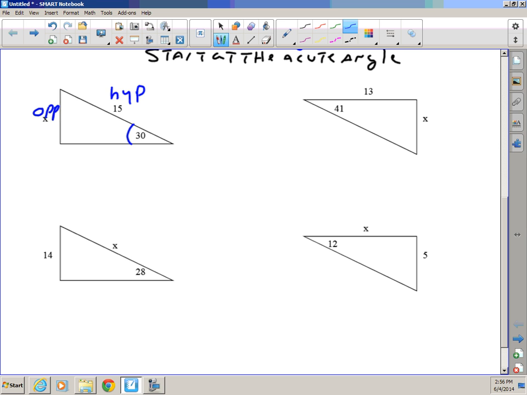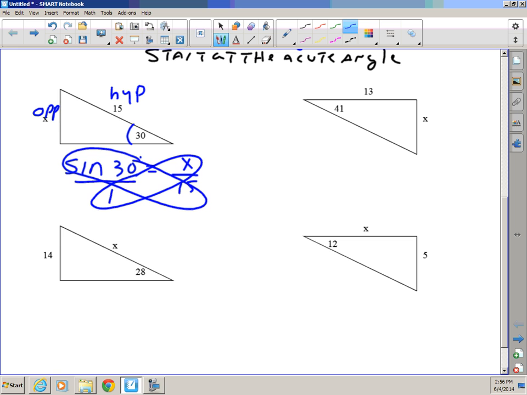So we set up our function, the sine, because it's opposite over hypotenuse, of the angle. So it's always sine, cosine, or tangent followed by the angle measure is equal to x over 15. If it helps you to put this over 1, that's fine. You cross multiply, and you get x is equal to 15 times the sine of 30, which when you do that in your calculator, you'll get 7.5.